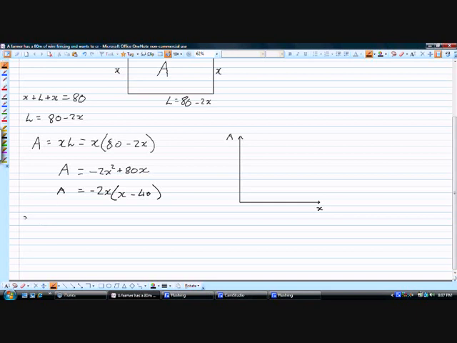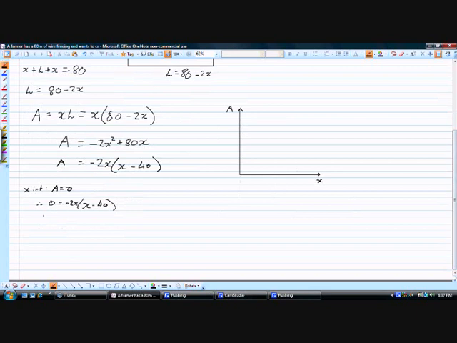x-intercepts. To find x-intercepts, we plug in A is equal to 0. Therefore, 0 is equal to minus 2x times x minus 40. And here we're left with two different solutions, both of them being unique. One is minus 2x is equal to 0. That's if we were to divide both sides by x minus 40. And the other case is x minus 40 is equal to 0. That's if we divided both sides by minus 2x. As a result, we're left with two different solutions, one of them being x is equal to 0, and the other one is x is equal to 40. These are our x-intercepts if we were to graph A versus x.